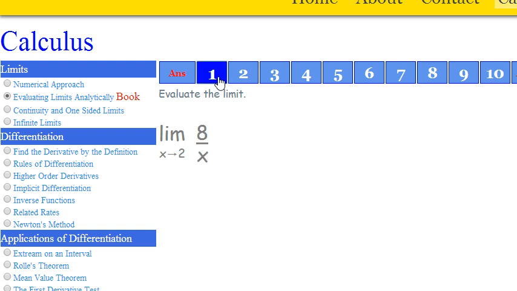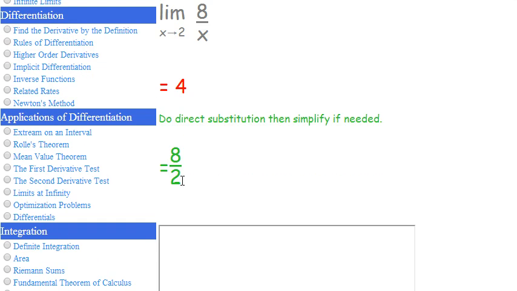So let's look at another one. In this particular problem, the first thing you want to do is direct substitution. Direct substitution means that you directly plug 2 into this function right here. Let's click over on the help button and see what's going on. We do direct substitution, then simplify if we need to. This can be simplified. Clicking the answer, we get 4, because 8 over 2 is equal to 4.